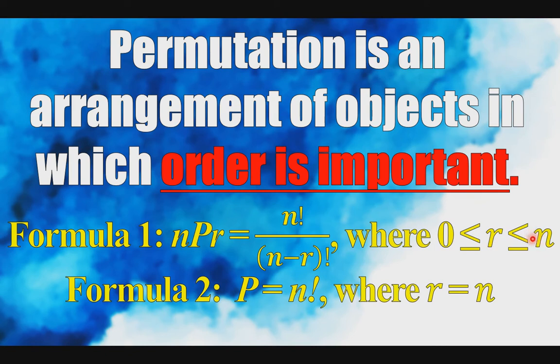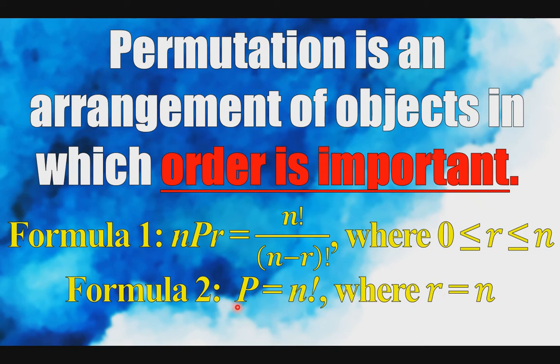Ano ba ang n natin? Ito yung n, ito yung total number ng ating elements or ng ating i-arrange. Samantalang ang ating r naman is kung ilan lang yung kailangang i-arrange. So, for example, kanina, 3 yung ating letters, so 3 ang n, then 2 lang yung kailangang kunin or 2 letters at a time lang. Ngayon, kapag ang r naman is equal to n, kukunin natin lahat or i-arrange natin lahat.